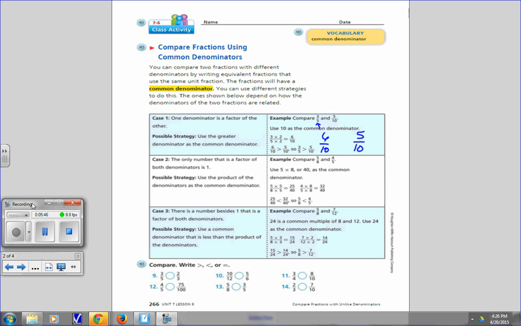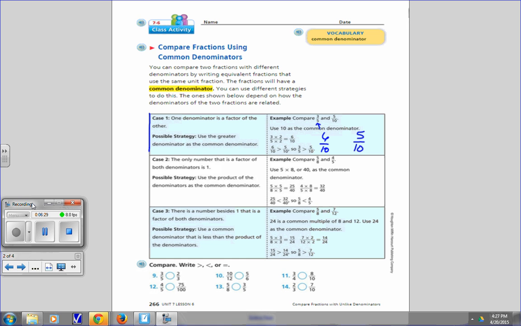So in the first scenario, the denominators have something in common, and you can multiply or divide to get one of them so that they're the same. Now, scenario number 2, the next thing that can happen. The only number that is a factor of both denominators is 1. So 8 and 5, nothing goes into those two the same except for 1. So you want to multiply them together, and you're going to get that common denominator.